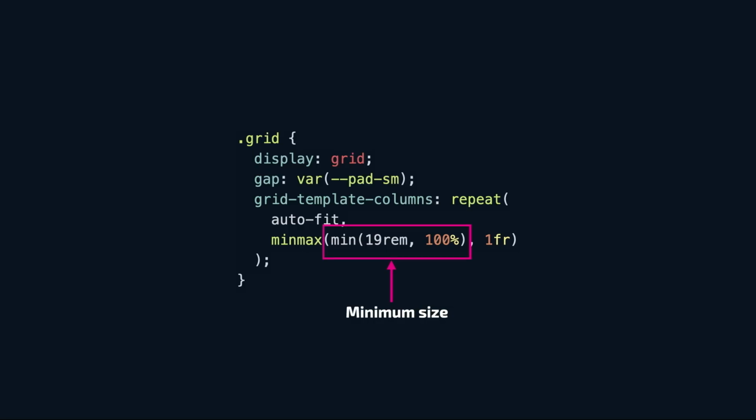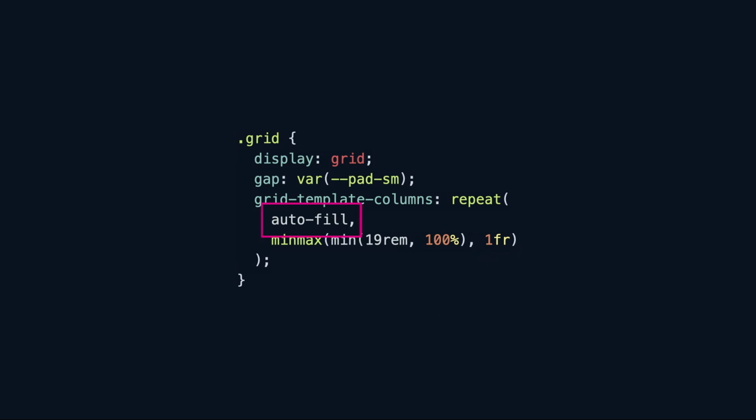Now, this works, but if our viewport, or the available space, is less than 19 rems, then we'll get overflow, because our column tracks have to be at least 19 rems. So instead, we could use CSS's min function, which picks the lesser of 2 values. So we're saying either pick 19 rems or 100%. And now our grid column tracks won't ever be wider than the available space. Lovely. Oh yeah, and we set 1fr as the maximum in our minmax function.